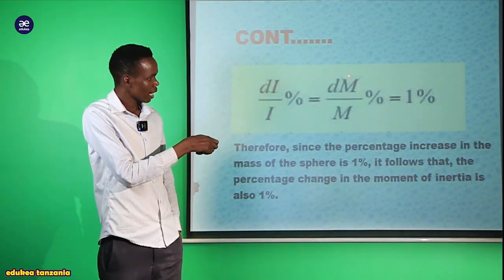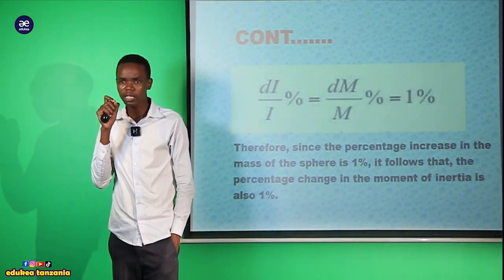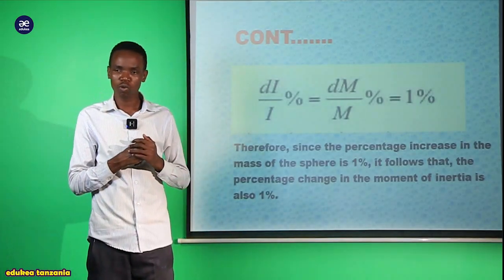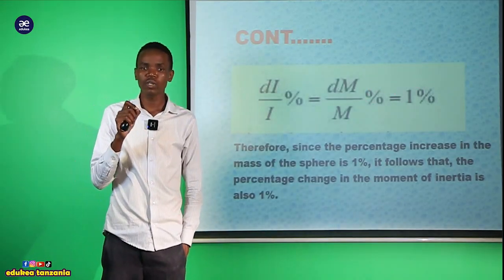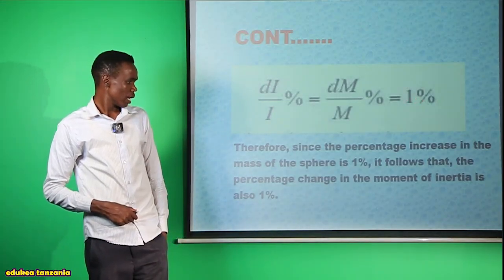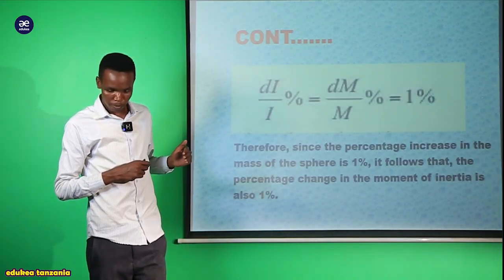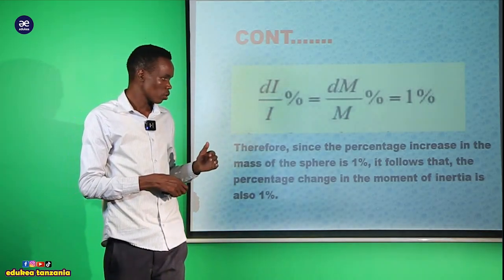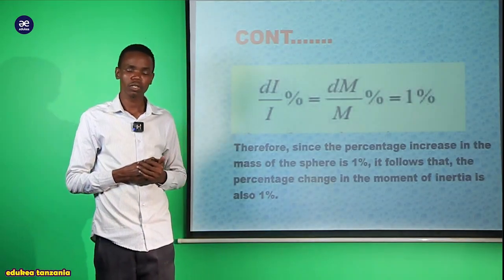Now it can be like this, my dear student. After introducing the percentage, we know that the mass has increased by 1%. Now we are supposed to substitute the value of the mass. We substitute the increase of mass for a solid sphere, which is equal to 1%, as we observe here. Therefore, since the percentage increase in the mass of the sphere is equal to 1, it follows that the percentage change in the moment of inertia is also equal to 1.